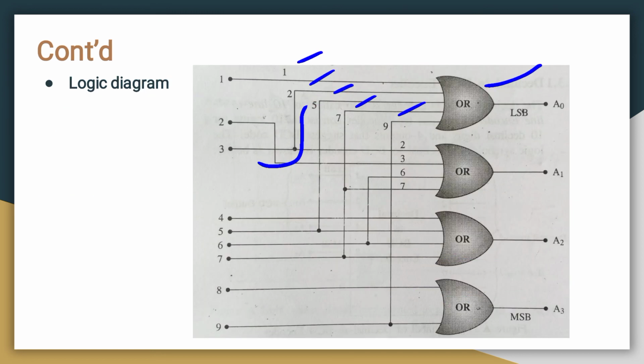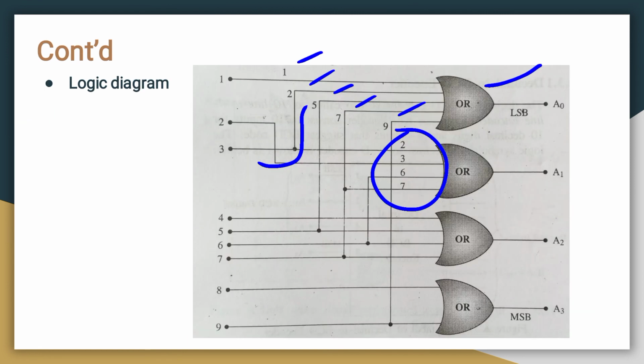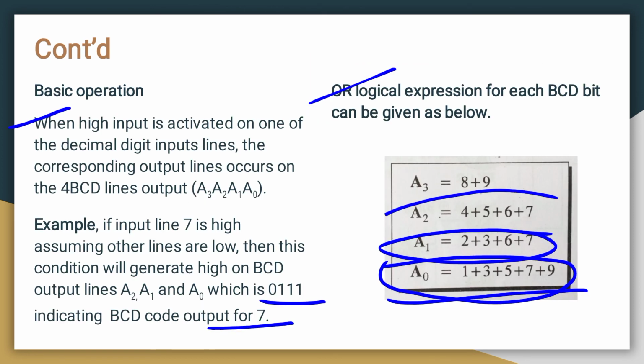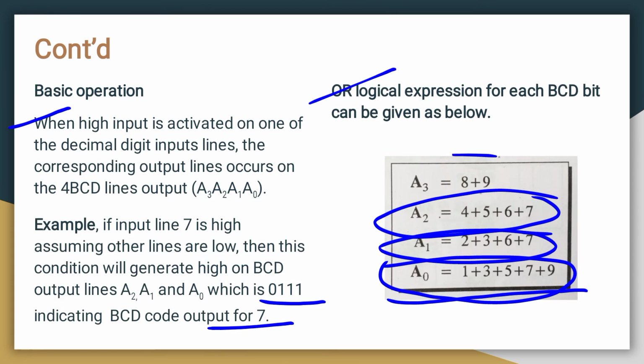Same for A1. A1 is 2, 3, 6, 7. Next, for A2 it is 4, 5, 6, 7. For A3 it is 8, 9. Okay.